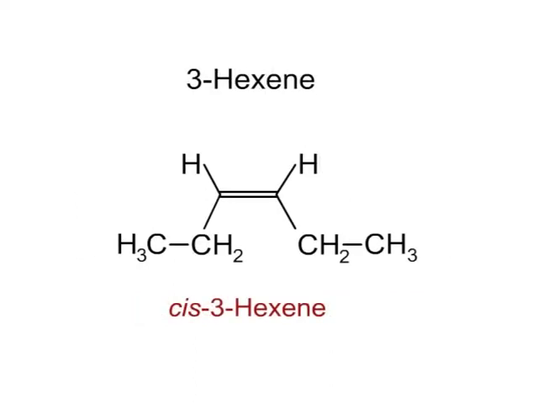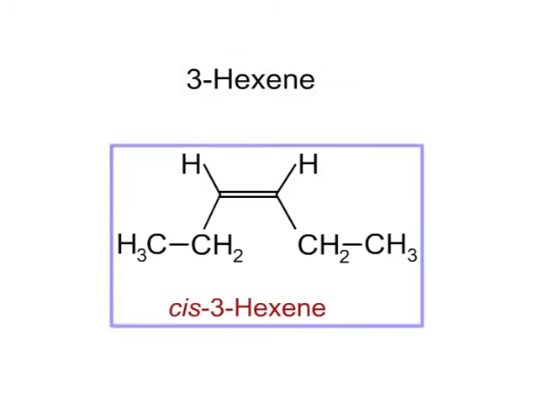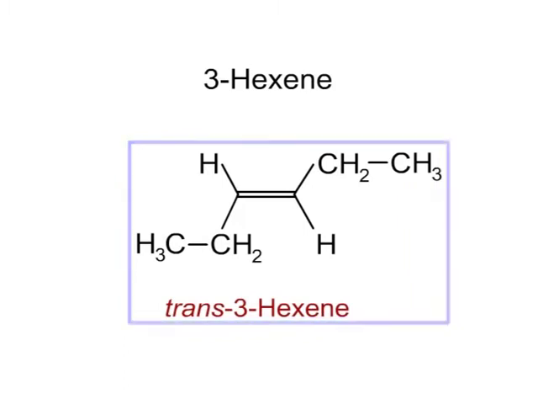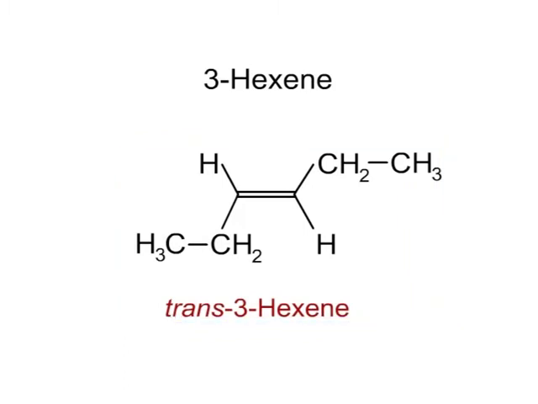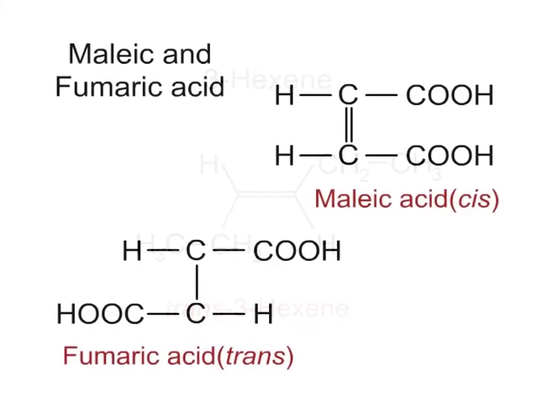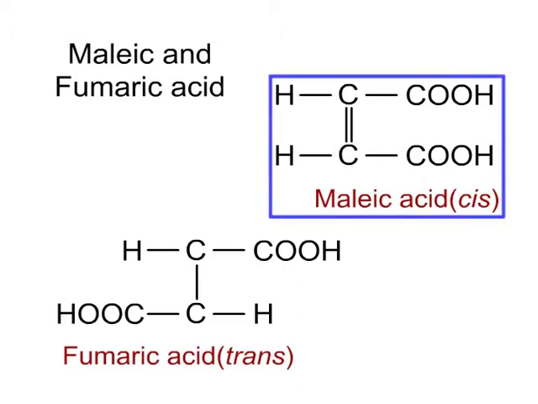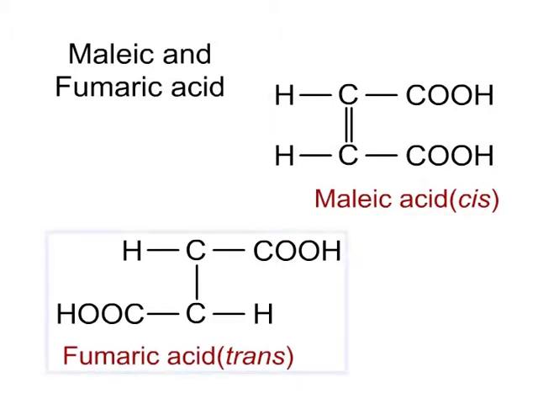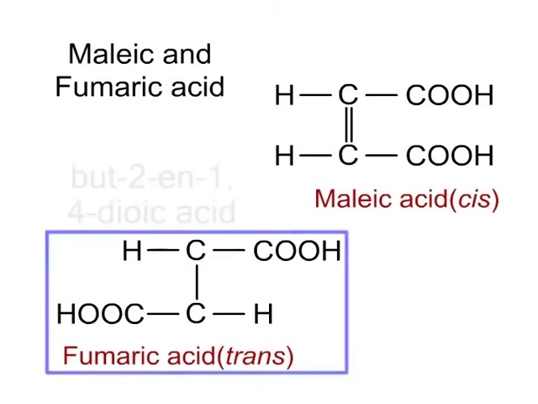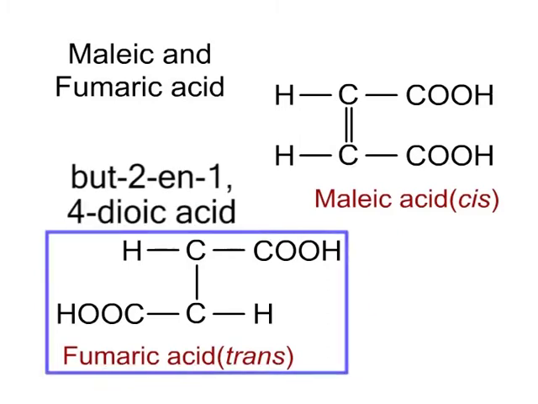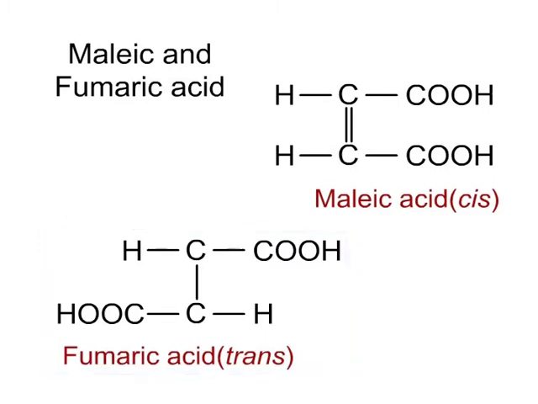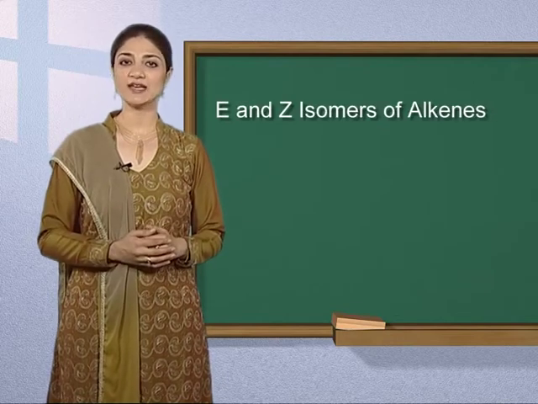The next example is of 3-hexene which can exist as cis-3-hexene and trans-3-hexene. Similarly, let us have a look at one more example of maleic and fumaric acid. In this, maleic acid is in cis form, whereas fumaric acid is trans form of but-2-ene-1,4-dioic acid. Children, let us now learn about E and Z isomers of alkenes.